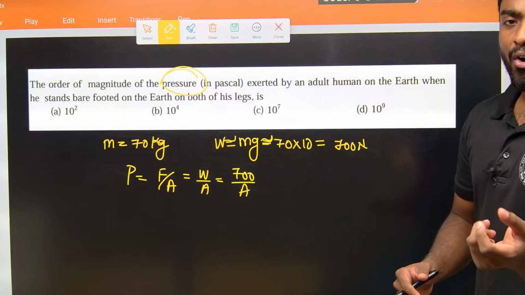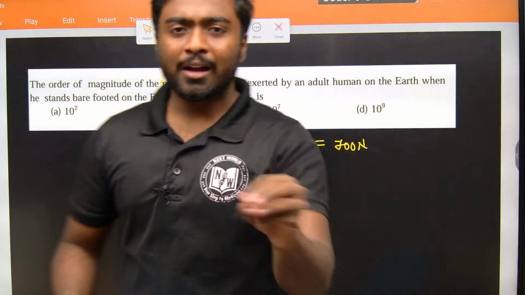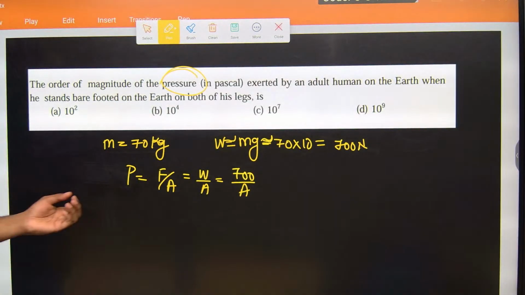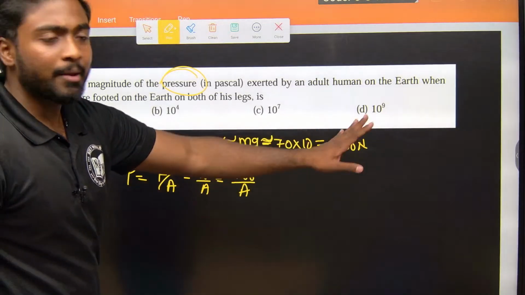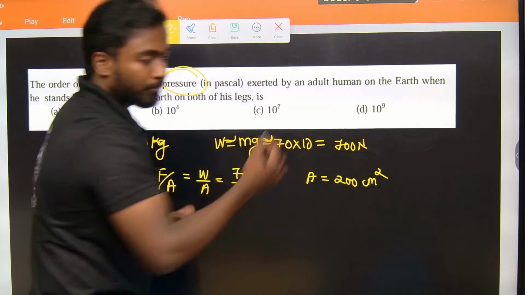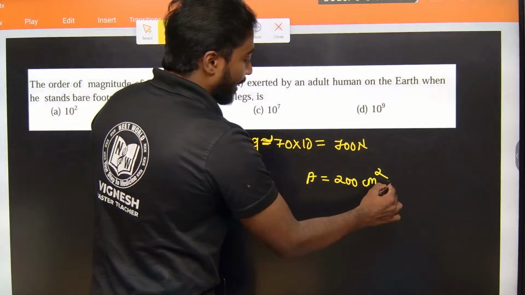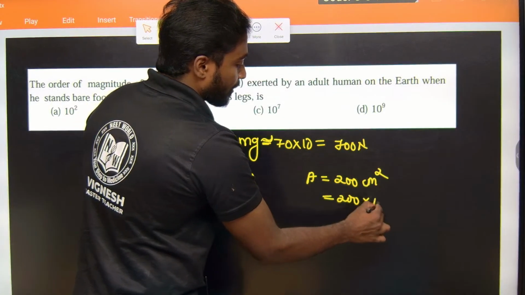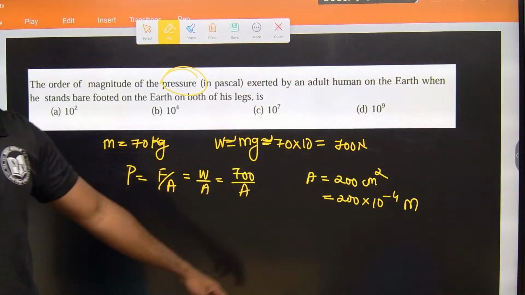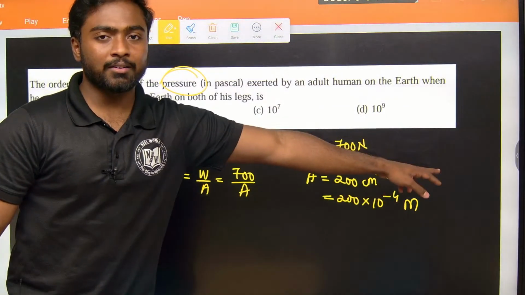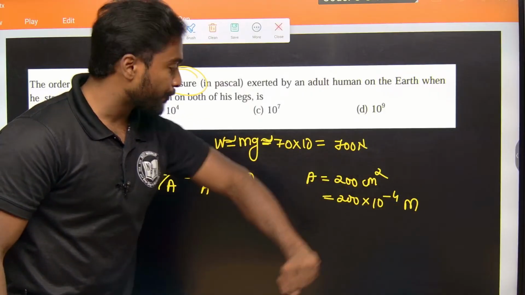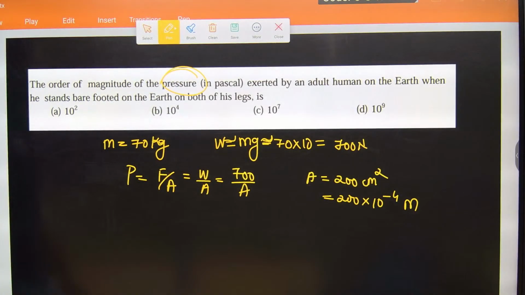So area will be centimeter square or meter square, whatever it can be. I'll consider something around 200 centimeter square area. It can be written as 200 into 10 power minus 4 meter square. 1 meter is equal to 100 centimeter, so centimeter can be written as 10 power minus 2 meter. So it is square, 10 power minus 4. Right?